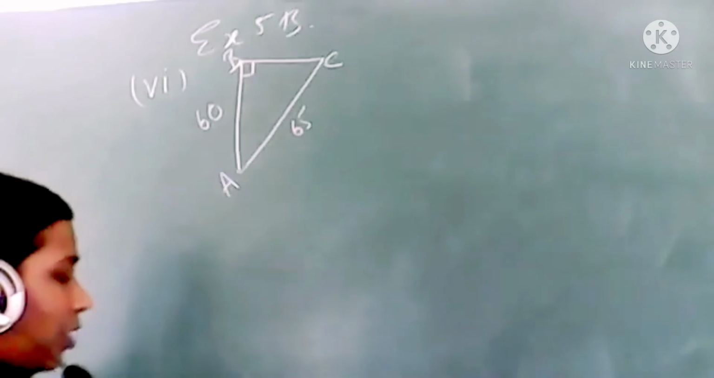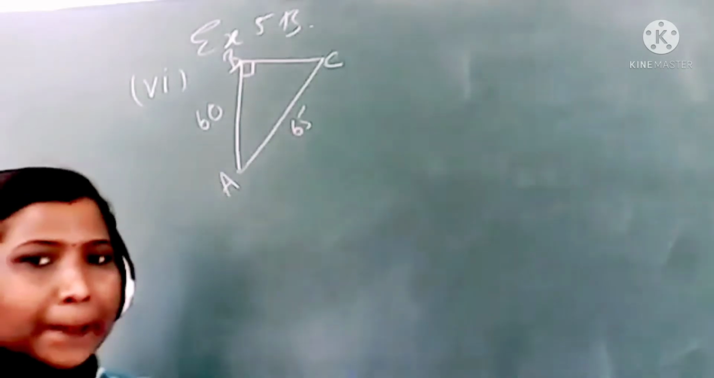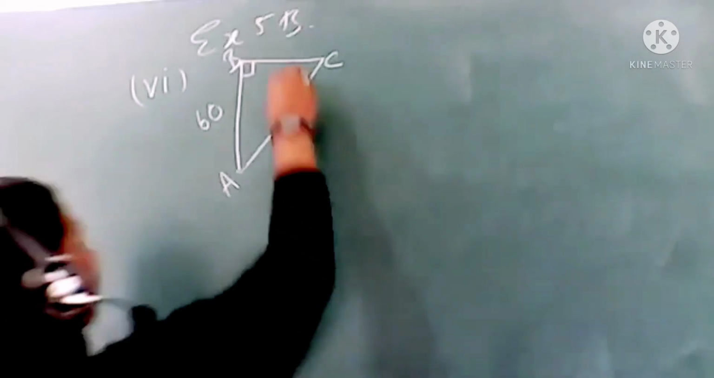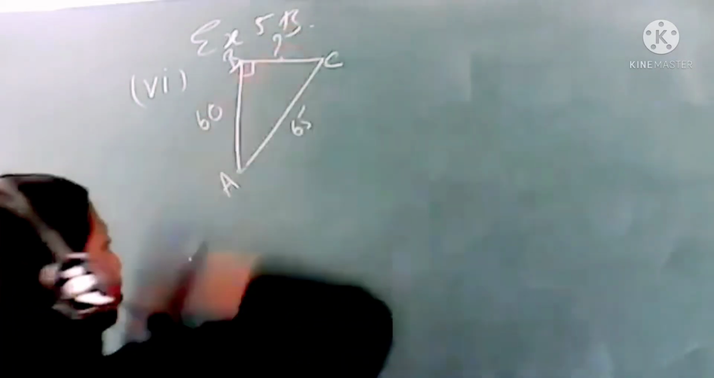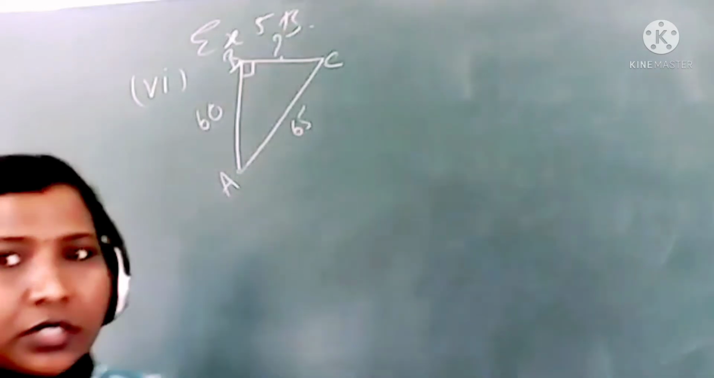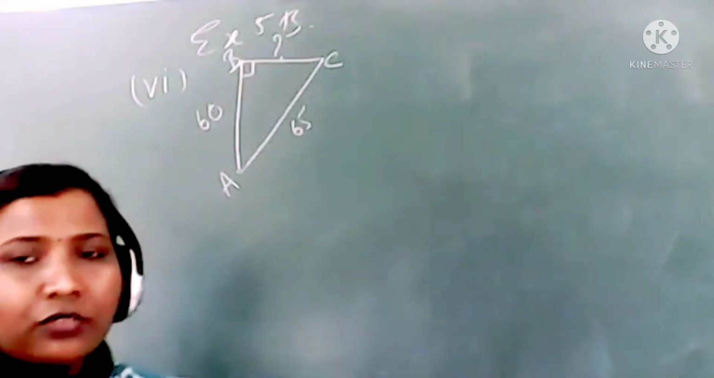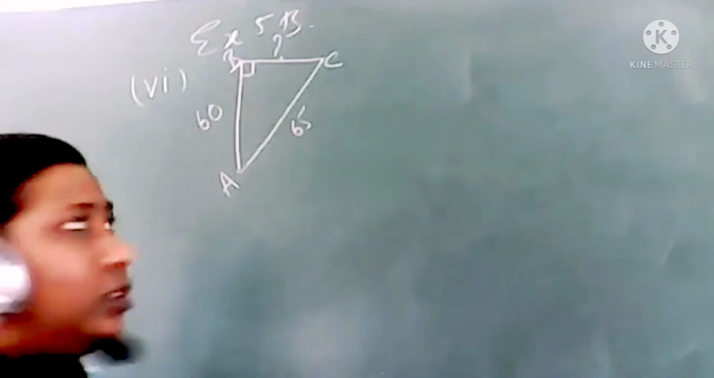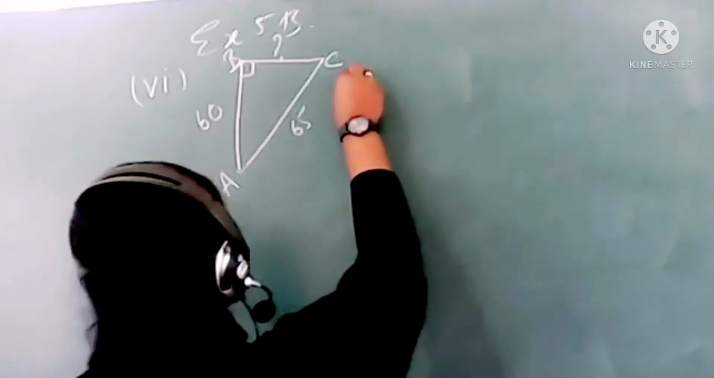Now you can answer me this question. Yes, ma'am. Yes, tell me. Now what I have to find out here? We have to find out BC, the base. BC we have to find out. Yes, ma'am. Yes. So in that case, what formula you are going to apply? The same formula that I taught you now. Yes, ma'am. What is that? Pythagoras theorem.